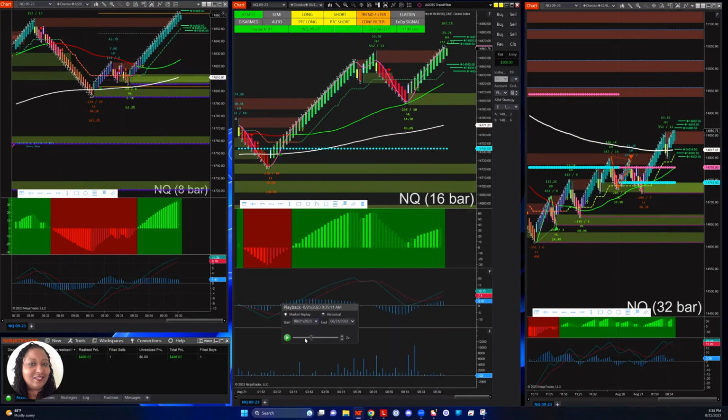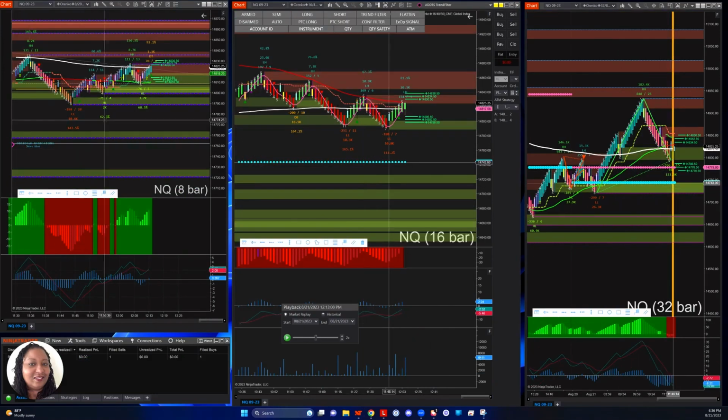So I'm going to pause the video and actually go to this afternoon's move. There was another trade that I did do, but the big move was this afternoon. So here we are again. We are definitely in chop, look at our 8 bar. The red is really on top of the green.